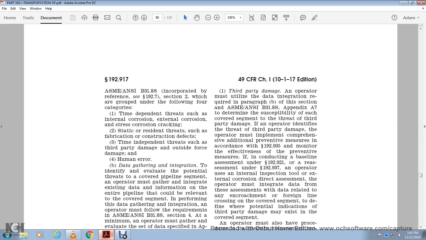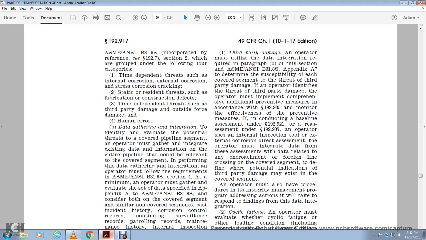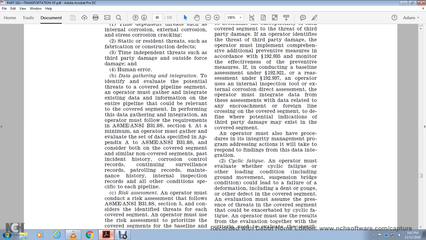If an operator identifies the threat of third-party damage, the operator must implement comprehensive additional preventive measures in accordance with 192.935 and monitor the effectiveness of the preventive measures. In conducting the baseline assessment under 192.921 and the periodic reassessment under 192.937, the operator uses an internal inspection tool or external corrosion direct assessment. The operator must integrate the data with assessment data related to encroachment or foreign line crossings on the covered segment to determine whether indications of third-party damage may exist for the covered segment. An operator must also have a prescribed integrity management program addressing actions it will take in response to findings from data integration.